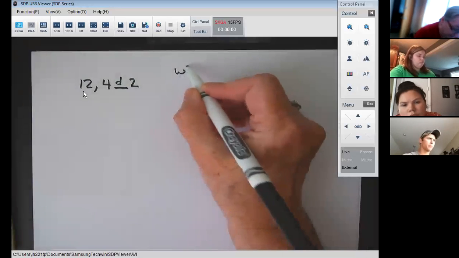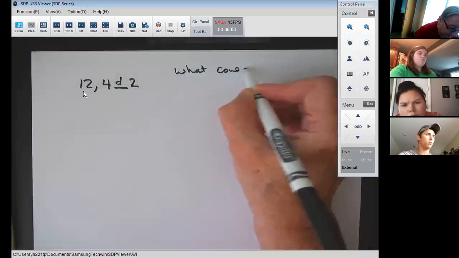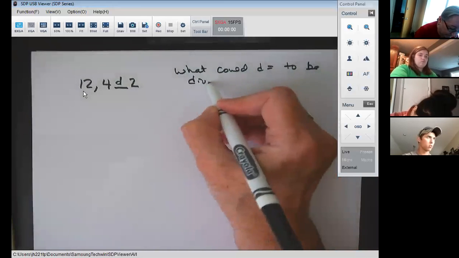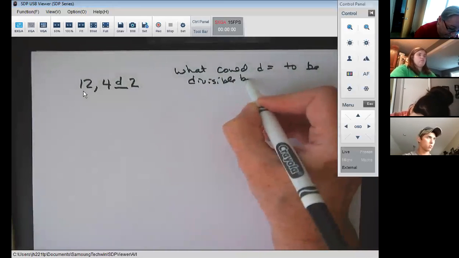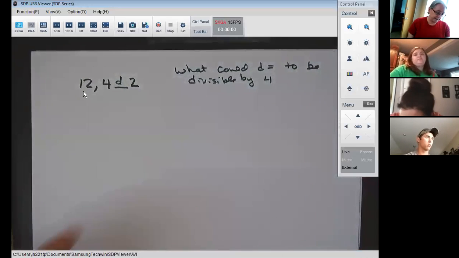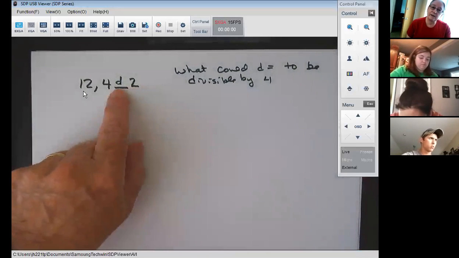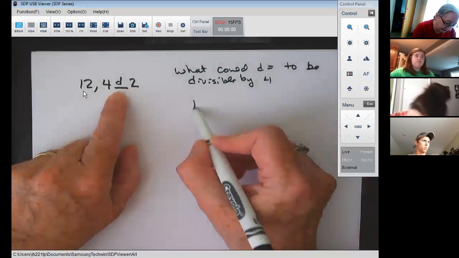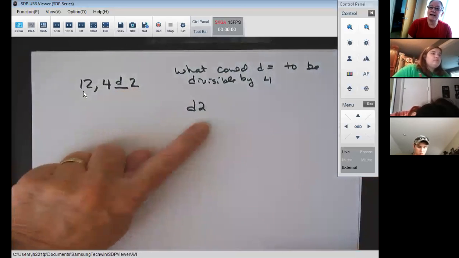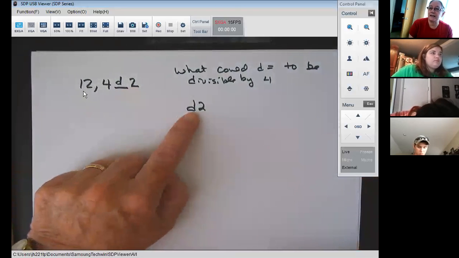So what could D equal to be divisible by 4? Well, remember the rule was the last 2 digits, the tens and the ones digit, had to form a number that was divisible by 4. So what kind of replacements could we put in here for D that would make a number that's divisible by 4?